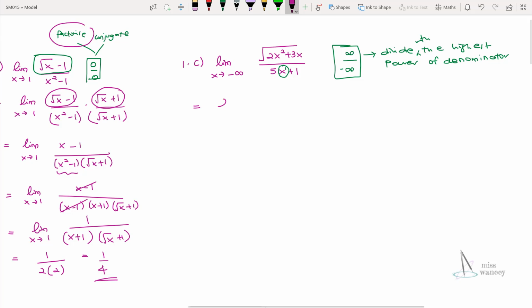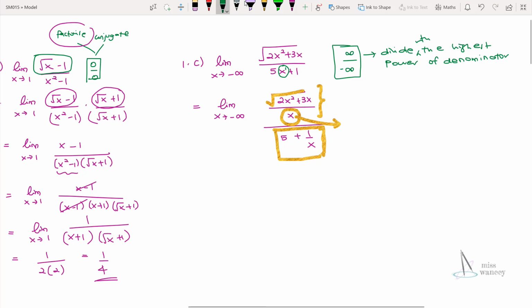So this is equal to the limit as x approaches negative infinity of the square root of (2x squared plus 3x) over x, over 5x over x, which is simply 5 plus 1 over x. If you refer to my denominator, I can simplify it straight away. That is how I get 5 plus 1 over x. But for my numerator, I cannot simplify it straight away. Why? Because on top here we have a square root, but below here this is not a square root. So I need to modify the x into something with a square root.